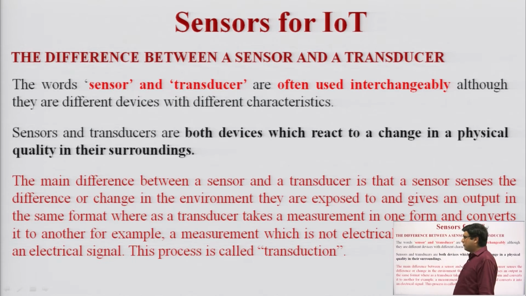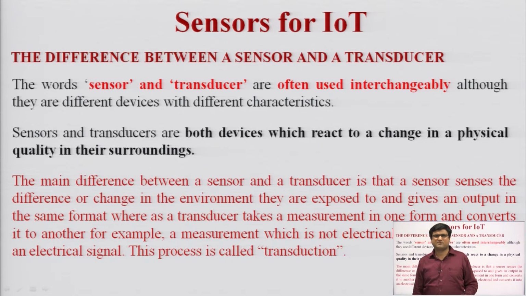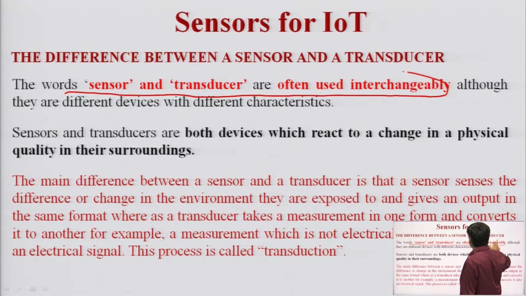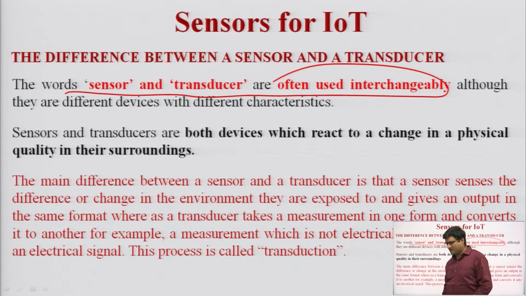So, now the question arises, what is the difference between a sensor and a transducer? As previously we said, a sensor is a part of a transducer. The words sensor and transducer are often used interchangeably. That means some say that a sensor is the same as a transducer, because both are used to convert one signal to another. Okay. So, what should be the difference?